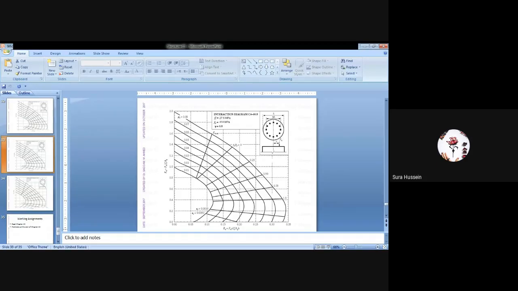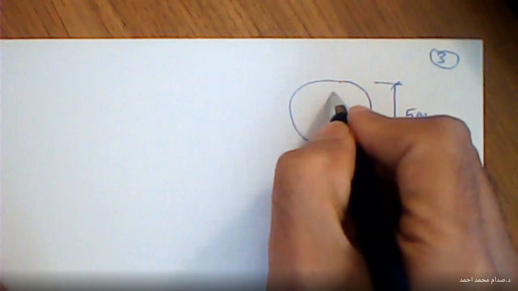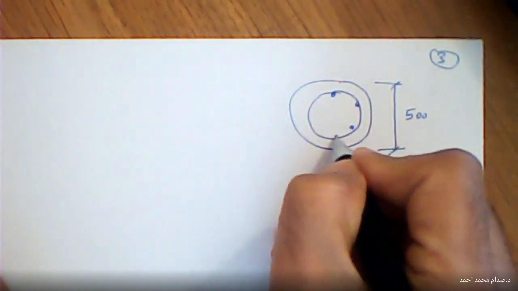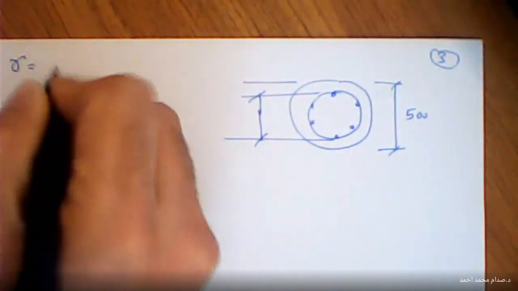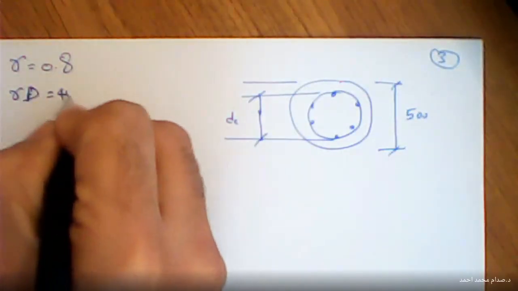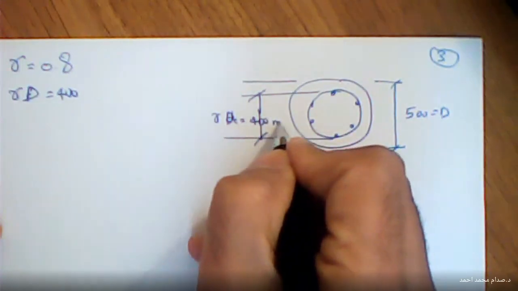Professor, why didn't we make another assumption, instead of 550, for example 500? Possible, so I'm just going to have another selection, which is 500. We can go to 450, it's okay also. In this case, if I'm using gamma equal to 0.8, how much is the inner core then? 400. Gamma D is equal to 400.